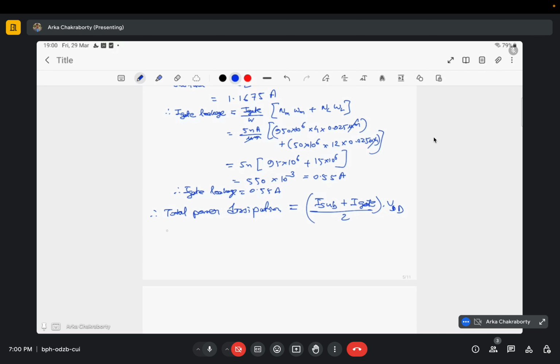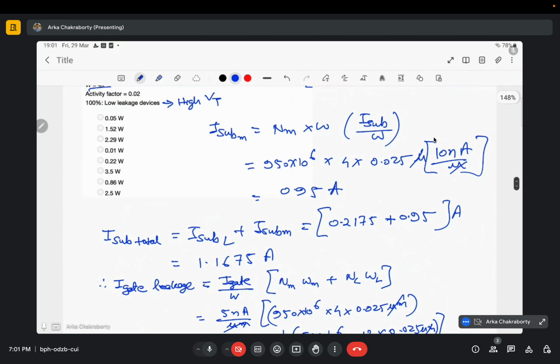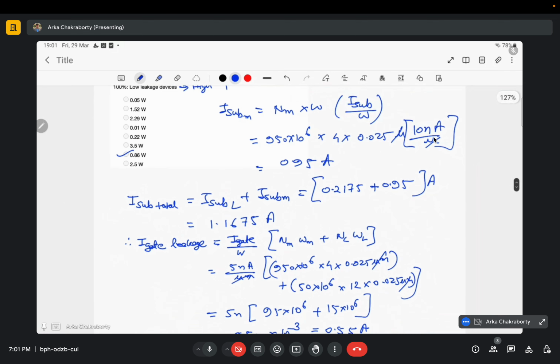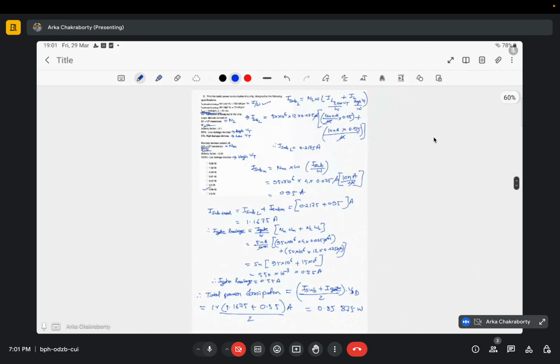Okay, so VDD is 1 volt, and the subthreshold current is 1.1675 ampere plus the gate leakage of 0.55 ampere, divided by 2, so it will come as how much? It will come as 0.85875 watt, so 0.86 watt. See, so this is the answer. This is how we find the total power dissipation in such given conditions. Take a moment, look into it.